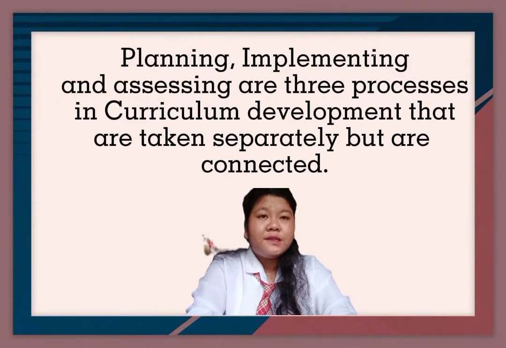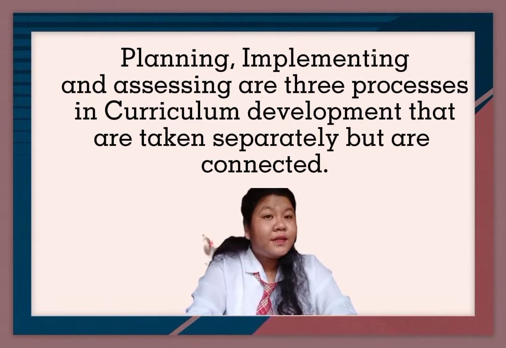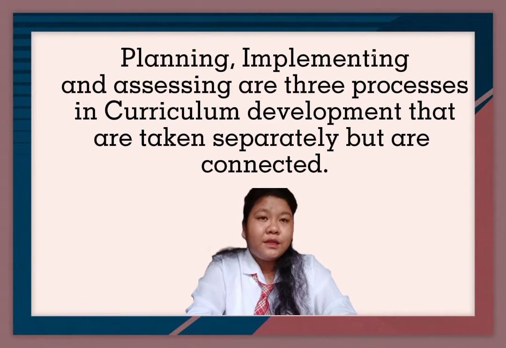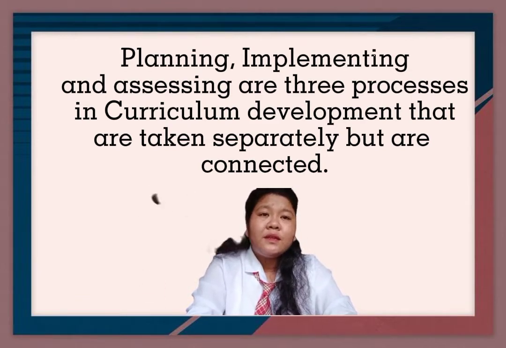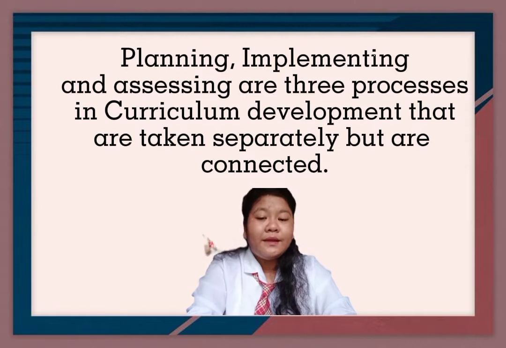The evaluation cycle and their connections. Planning, implementing, and evaluating are three processes in curriculum development that are taken separately but are connected. Implementation is the process of turning strategies and plans into actions to achieve strategic goals. Implementing is an essential part of the planning process because it develops a process for applying the plan. Evaluating examines the impact of curriculum on students' achievement.